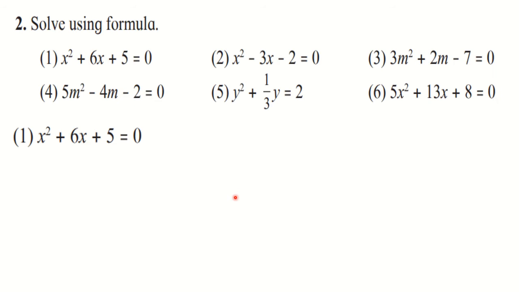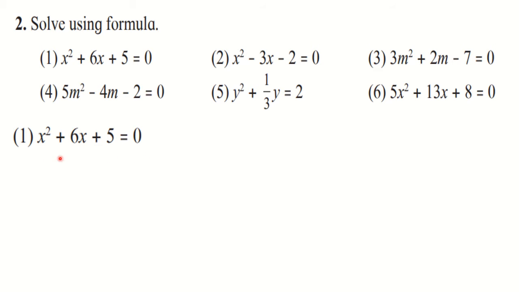Let us go towards the next question, that is question number 2. Solve using formula. Here we are going to actually solve the equation. That means we are going to find the value of x here. So let us see the first question. x square plus 6x plus 5 is equal to 0.